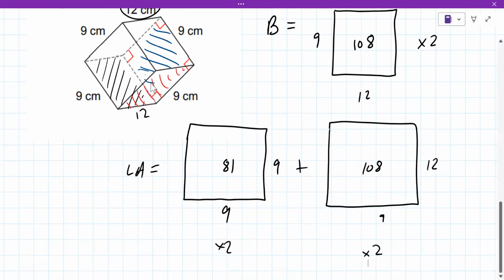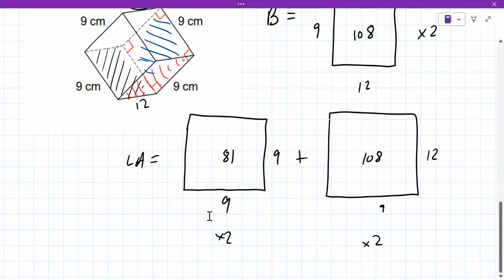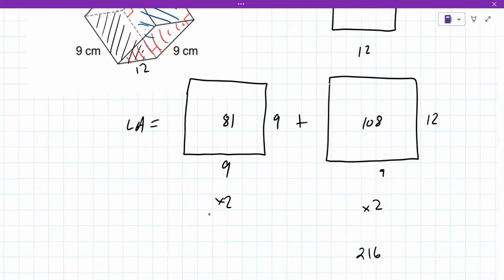Could you calculate the lateral area of this? So we'll do 81 times 2, which is 162, and then 108 times 2, which is 216. The lateral area would be 378. So we got 216 here and 162 here.